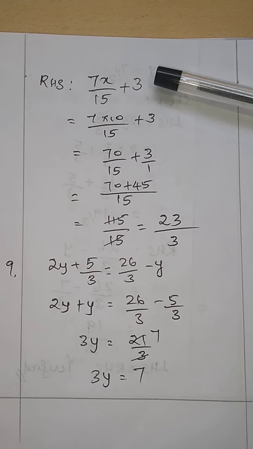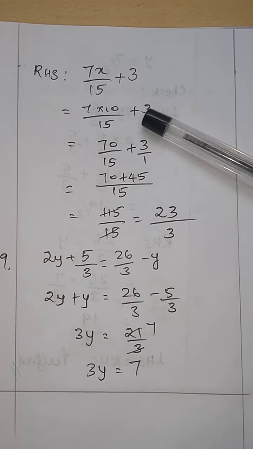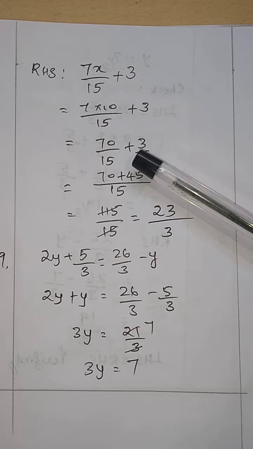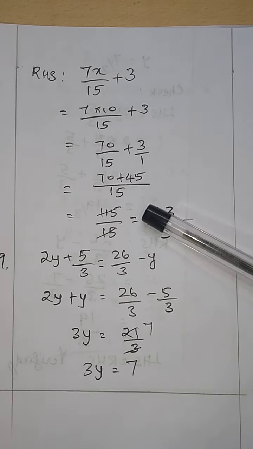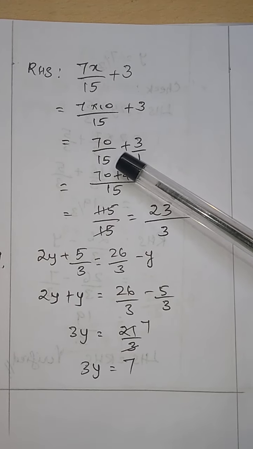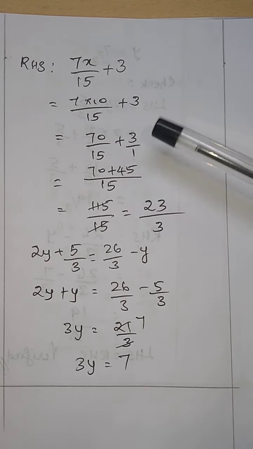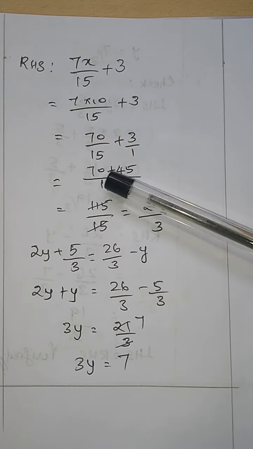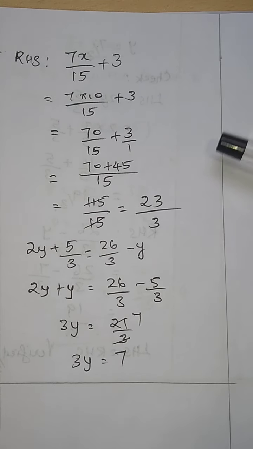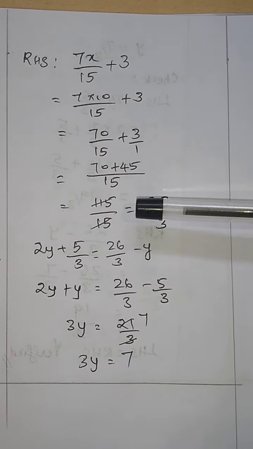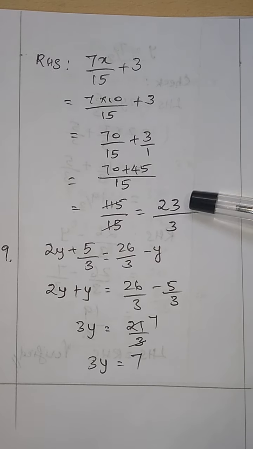On my right I have 7x by 15 plus 3. So in the place of x I have to put 10. So it becomes 7 into 10 by 15 plus 3 by 1. So it becomes 70 by 15 plus 3 by 1. So we take for 1 and 15, 15 as our LCM. So 1 into 70, that becomes 70. Plus there are 15 ones in 15, so 3 into 15, that gives me 45. So when you add 70 plus 45, you will get 115 by 15. So you can reduce that by 5. 5 23s makes 115 and 5 3s makes 15. So it becomes 23 by 3.